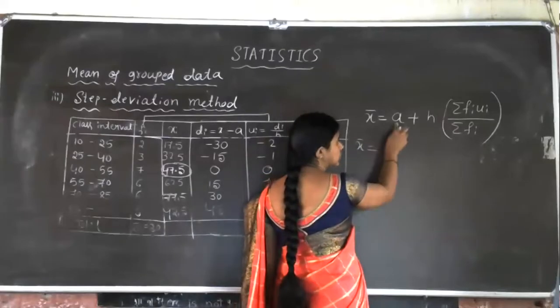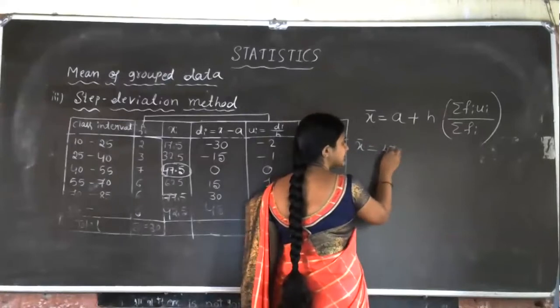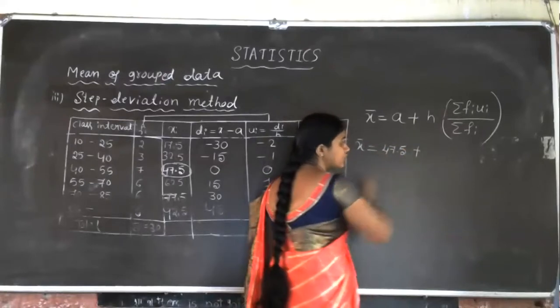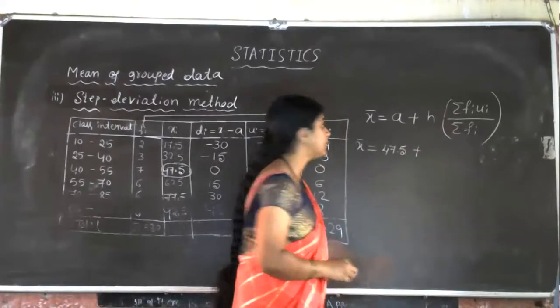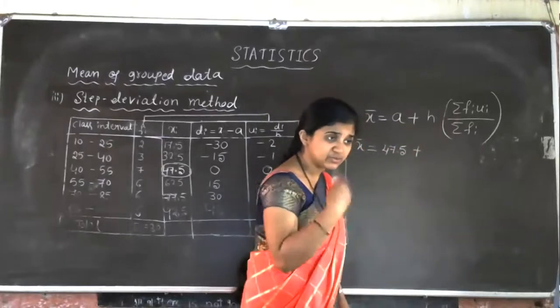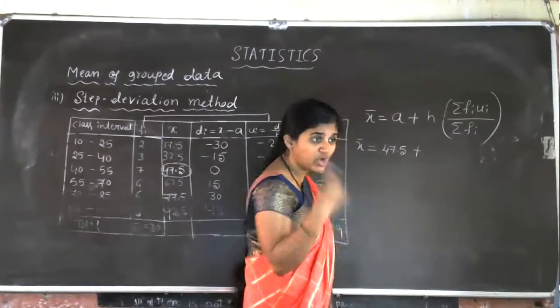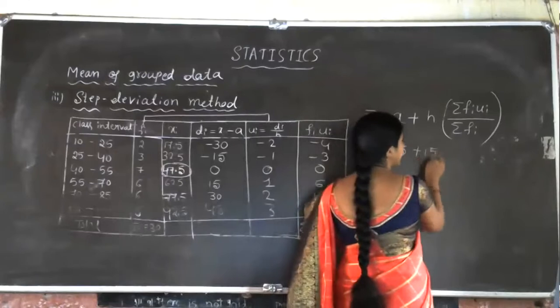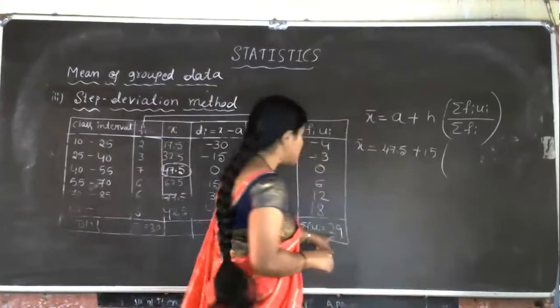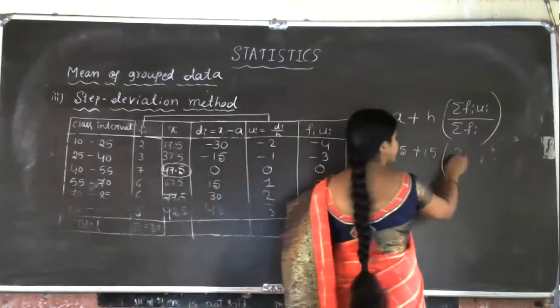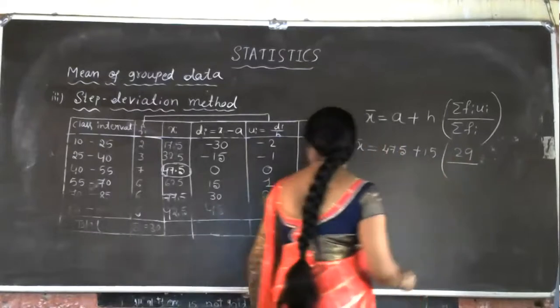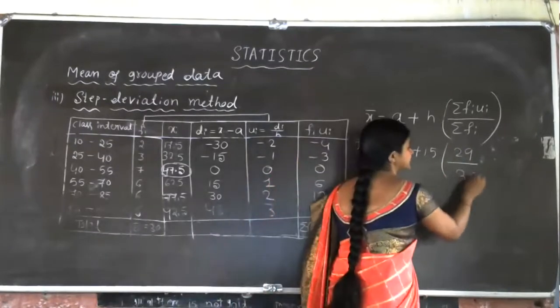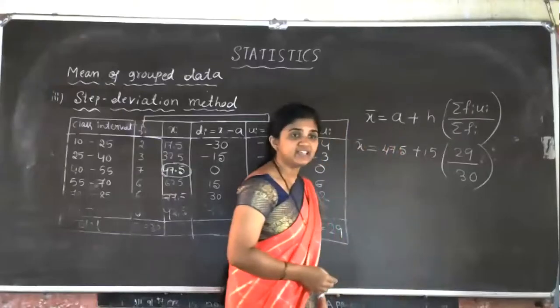Now substitute. X bar is equal to a, which is again 47.5 only. The assumed mean is 47.5 only. H, we divided by 15, the class size, so that is 15, into sigma fi ui, which is 29, divided by sigma fi, which is 30. Is that clear, students?